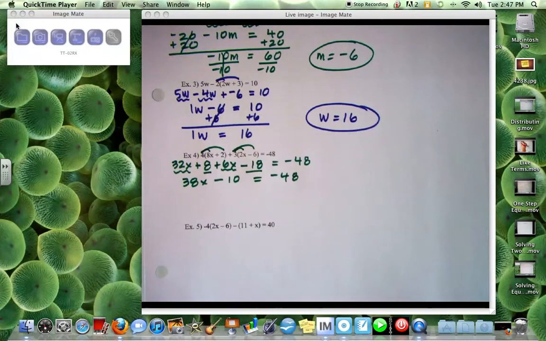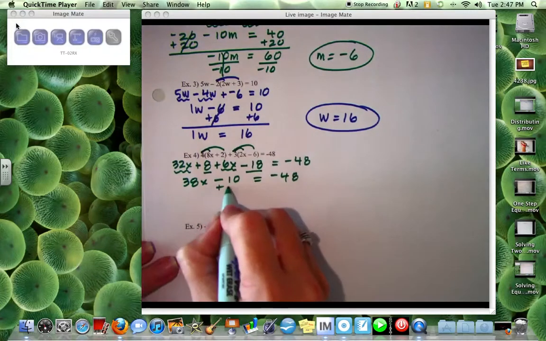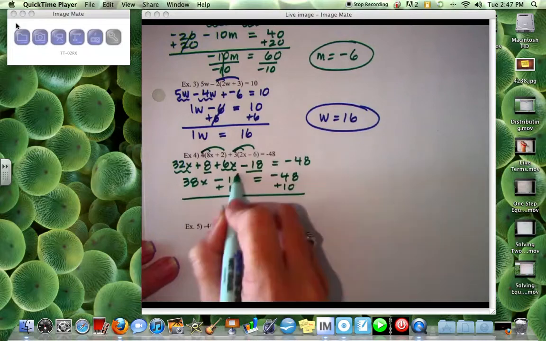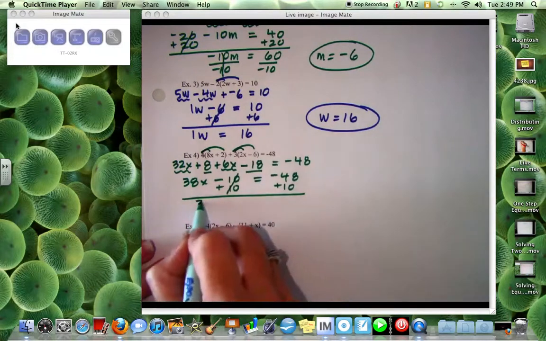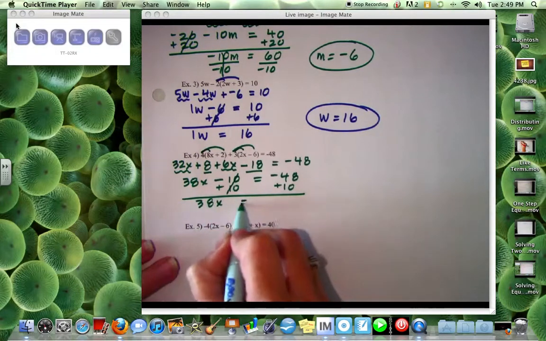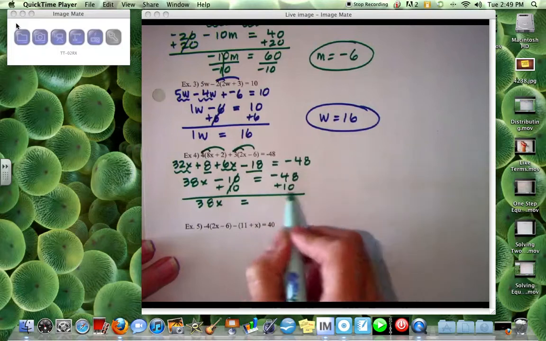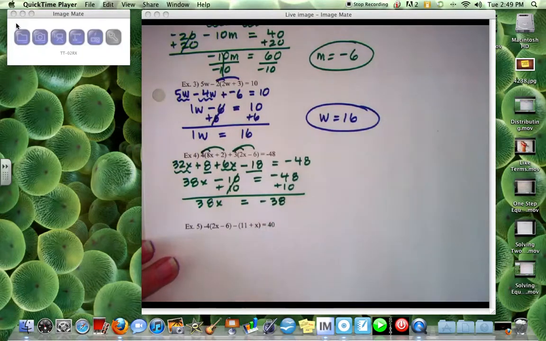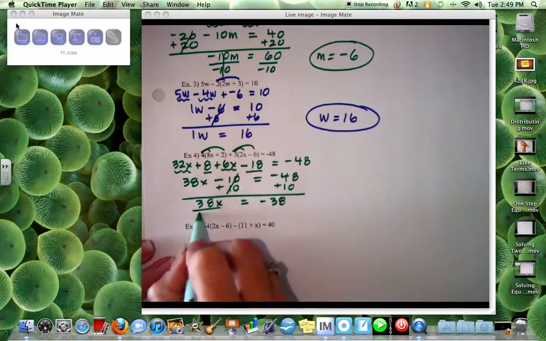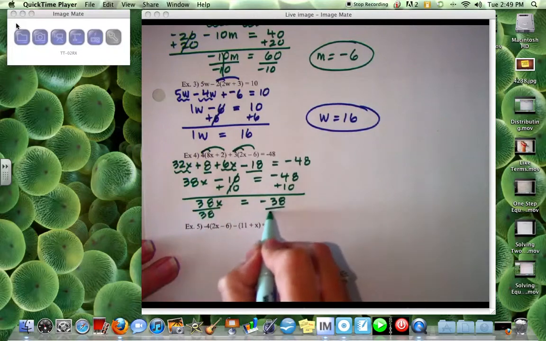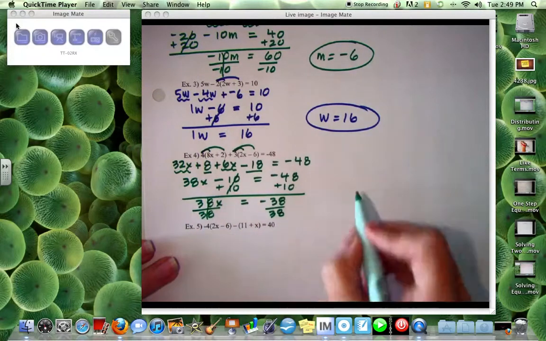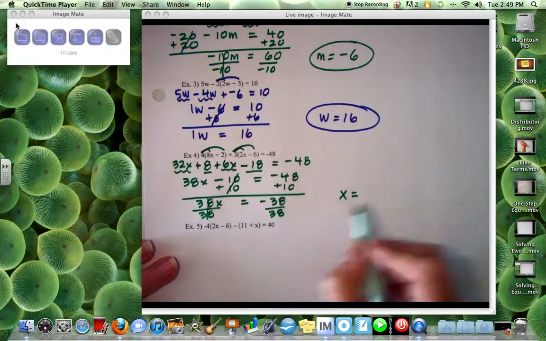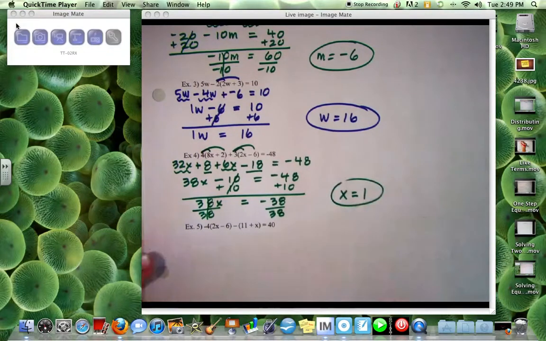Next step, add 10 to both sides. The 10s cancel. We have 38x equals negative 48 plus 10, which is negative 38. Now we need to divide both sides by 38, and x equals negative 38 divided by 38, which is negative 1.